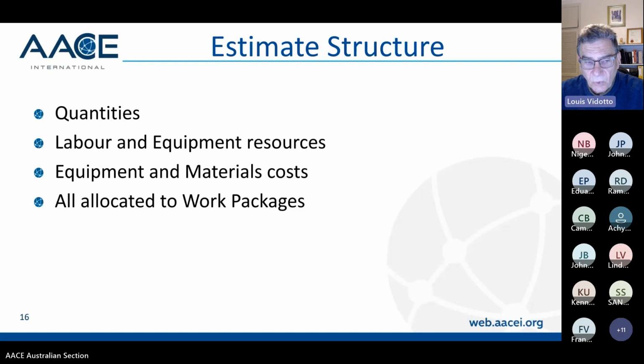And then always allocated to work packages. And again, that comes back to our modern cost management system that talks about control accounts, which is really a facility or an area, a commodity code, and a work package.